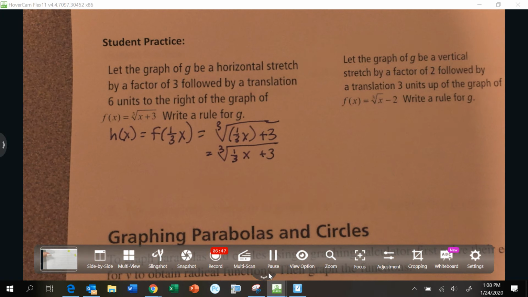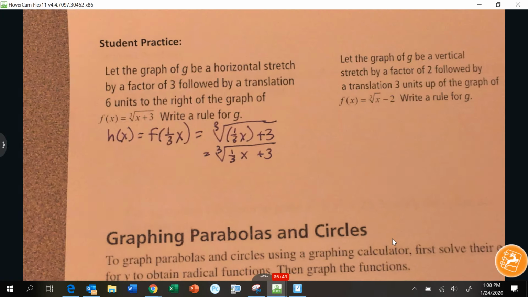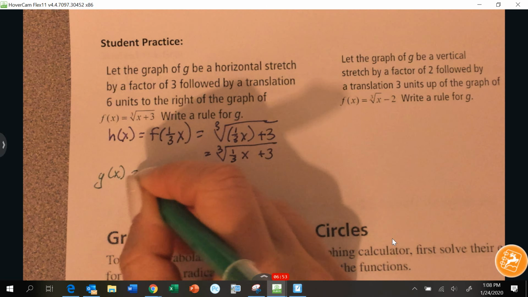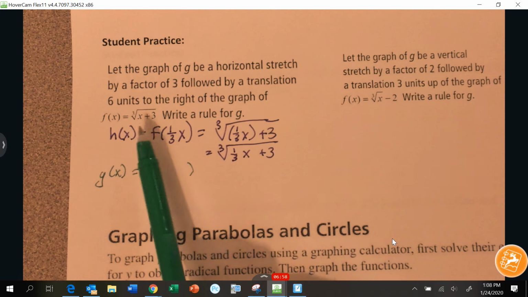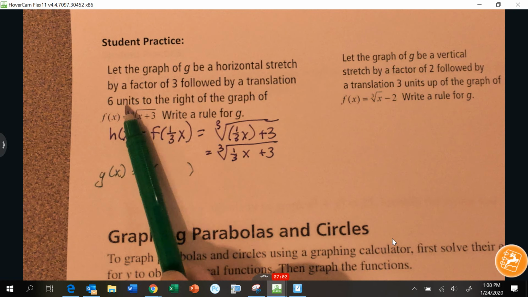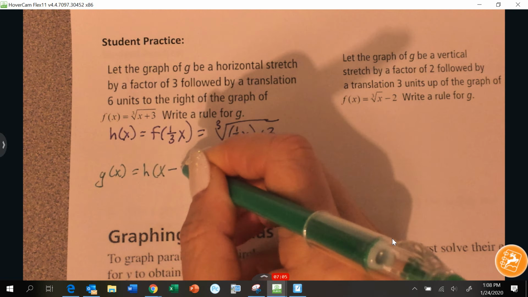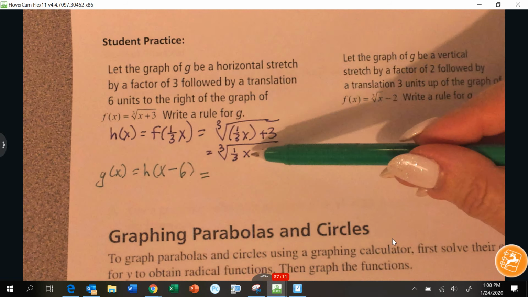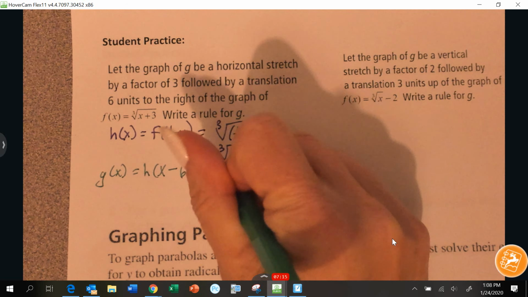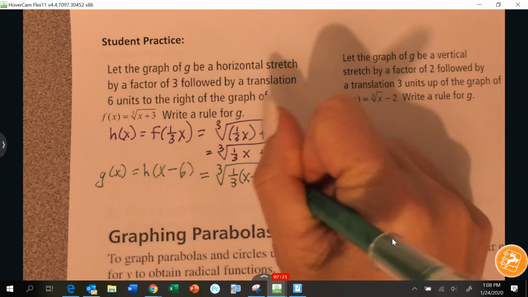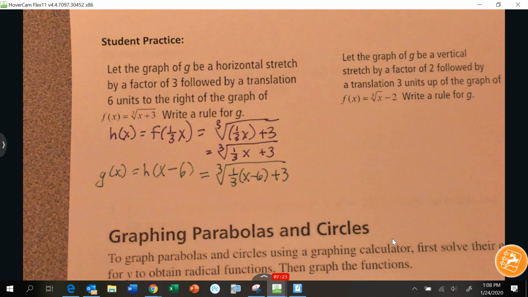The next part says 6 units to the right. So our g of x is going to say take our h of x, replace x with something that makes it go 6 units to the right. 6, right? Correct. So in this last one, that becomes parenthesis x minus 6. So I'll have cube root of 1/3 times x minus 6, close parenthesis, plus 3. So we're right.